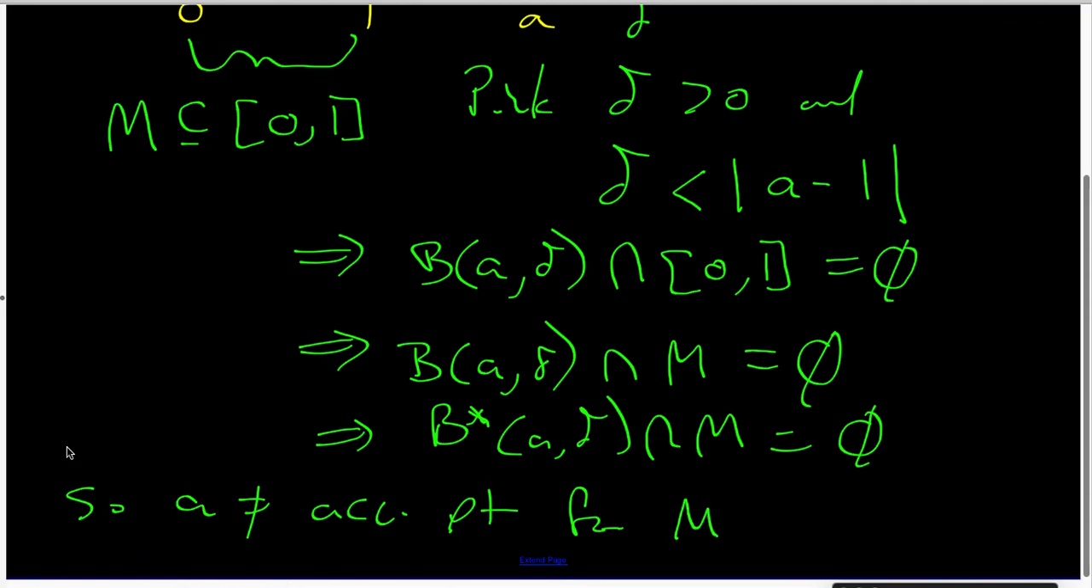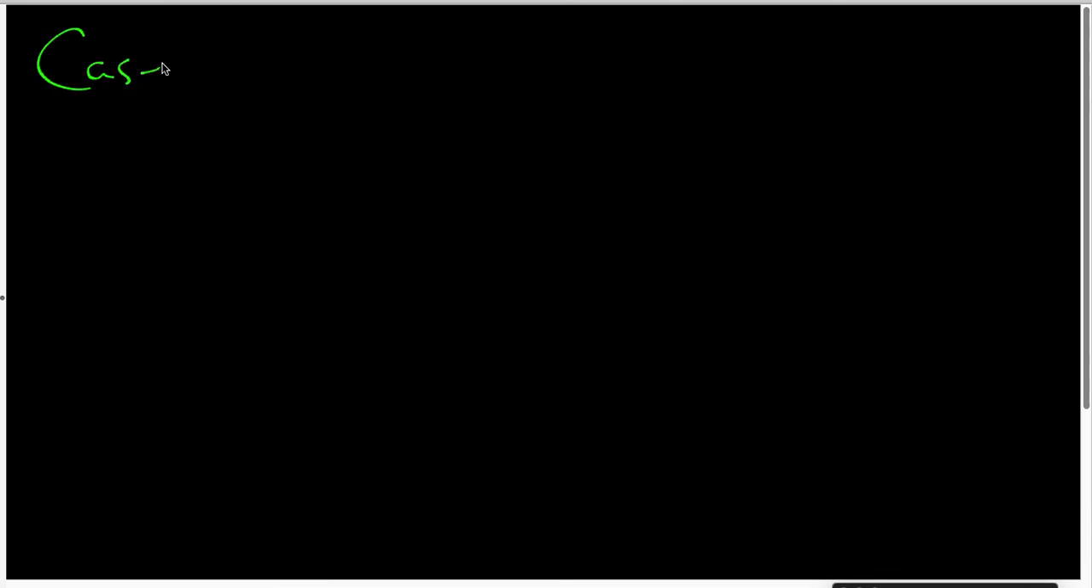The third case is 0 is less than A, and A is less than or equal to 1. This case is a little bit more subtle, and because of the length of the video, I want to do that case in the next video.